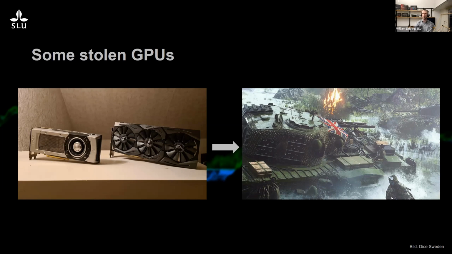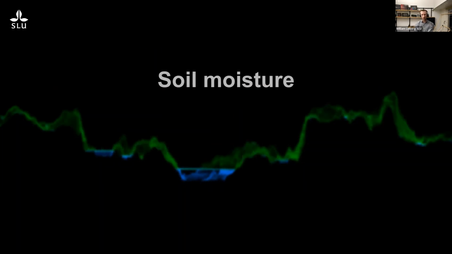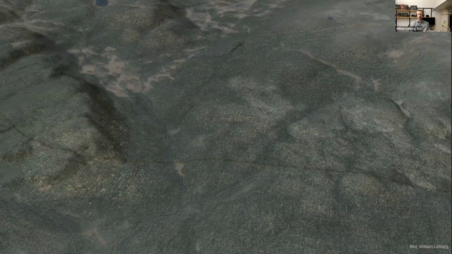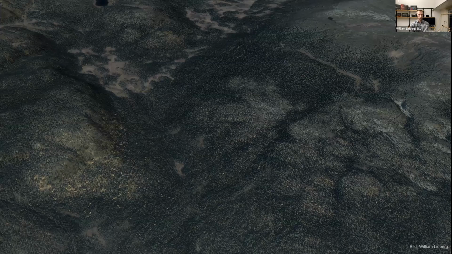So these are the methods I've been using. Now I will talk about how I apply the methods. So first up, soil moisture. This is the best map we have for Sweden. It's called the Swedish property map. And in the top left, you can see the brown areas are the wetlands, the blue lines are the streams. And the reason why it's so bad is because we used aerial imagery to draw the map.